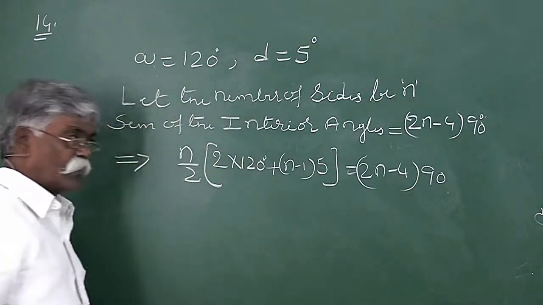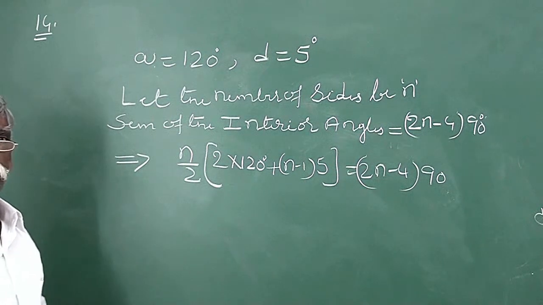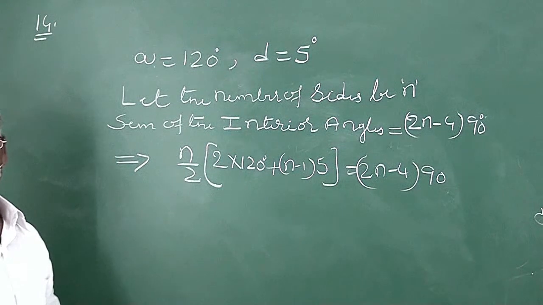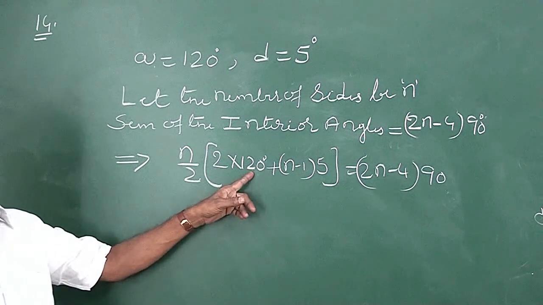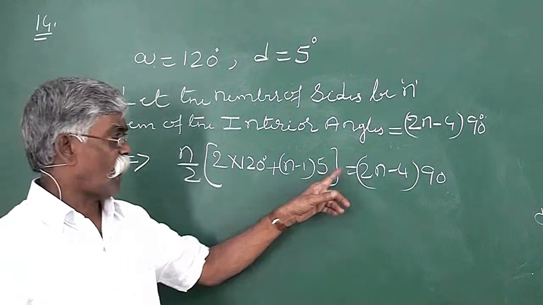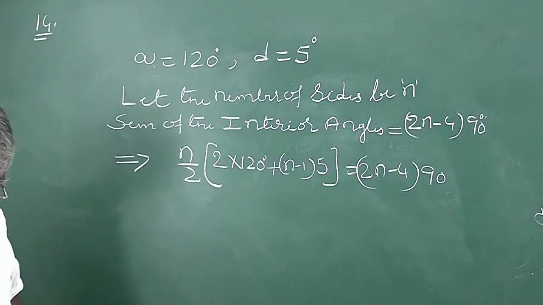All these are degrees. Therefore, the sum to n terms of an arithmetic progression is n by 2 into 2a plus n minus 1 into d. So it is n by 2 into, 2a means 2 into 120, plus n minus 1 into d, means 5, is equal to 2n minus 4 into 90.